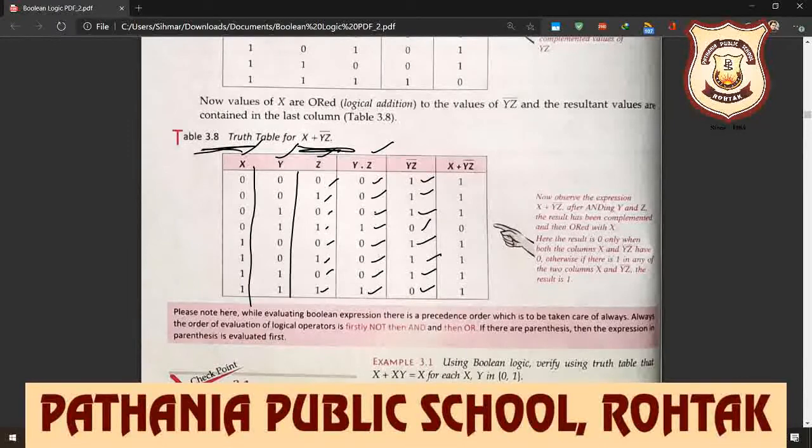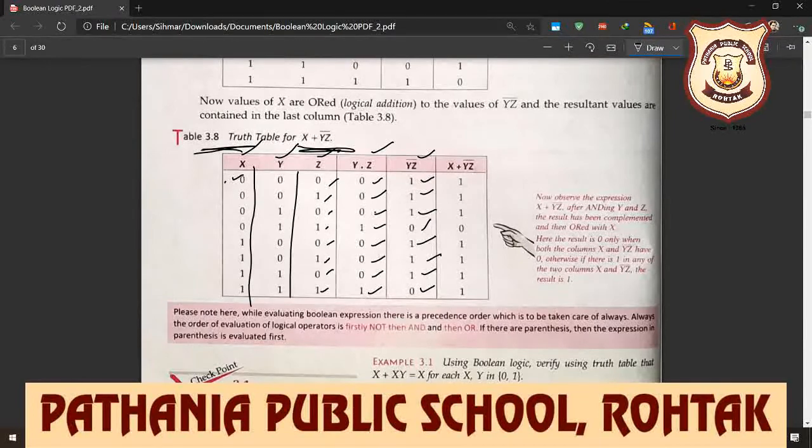Now we need x plus (yz) complement. So here you write down x plus (yz) complement. You add the yz complement to x. So here is 0 and 1.